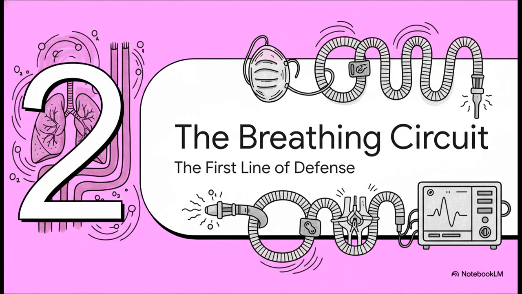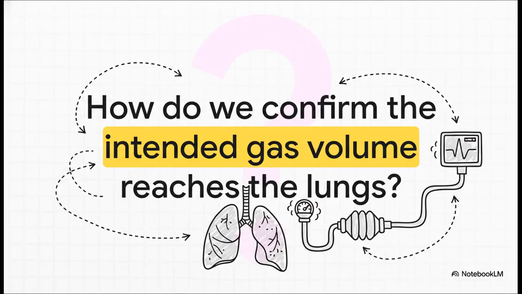So, with those physiological challenges established, let's move to our first line of defense. The breathing circuit is our direct lifeline to the patient's airway. We have to be absolutely 100% certain of its integrity. It's fundamental. If the circuit isn't right, nothing else matters. So, it's a simple but absolutely vital question.